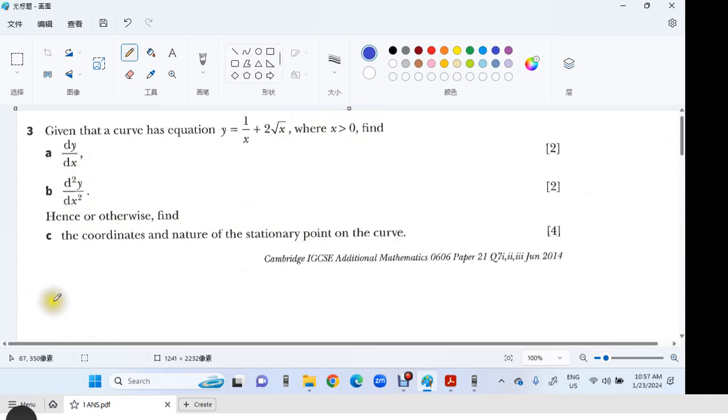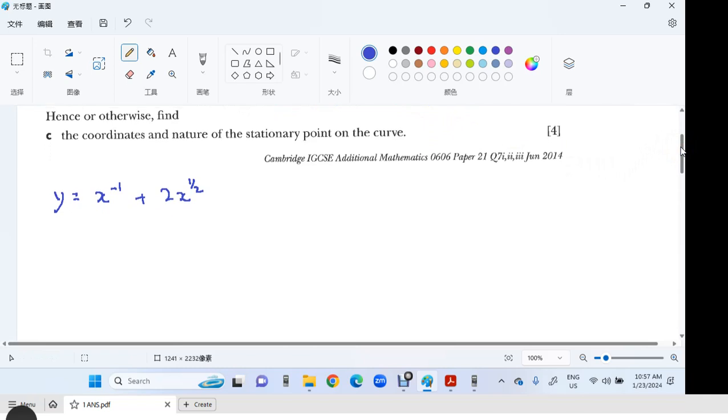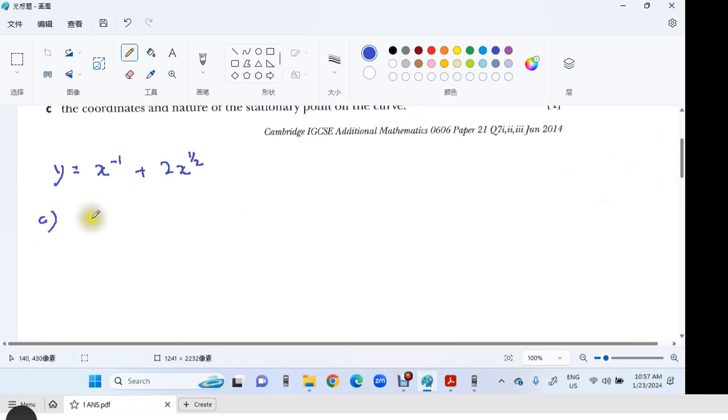Okay, so for this one, we have to rewrite the equation of y. So y = x^(-1) + 2x^(1/2). In the first step, we know that 1/x is x^(-1) and √x is x^(1/2). So to find dy/dx, it will be -x^(-2) + 2 times 1/2 x^(-1/2).